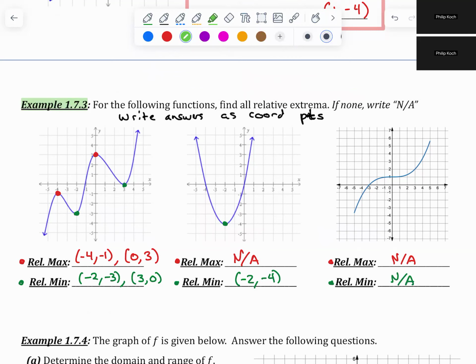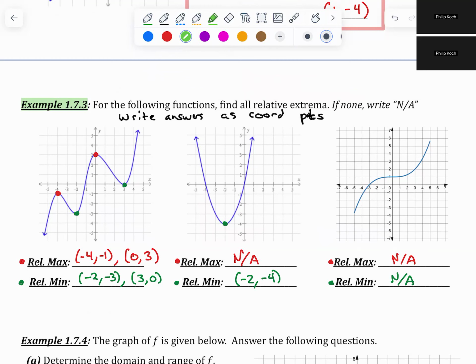Additionally, relative maximums do not need to have positive y coordinates. They can be below the x-axis. It's okay for that to happen. So don't fret about that fact. So the first one, there's two relative maximums and two relative minimums. At -4, -1, and 0, 3, and then at -2, -3, and 3, 0, respectively.